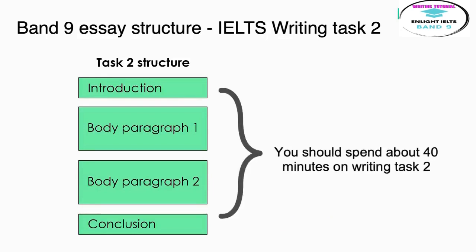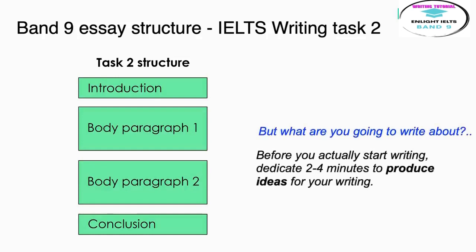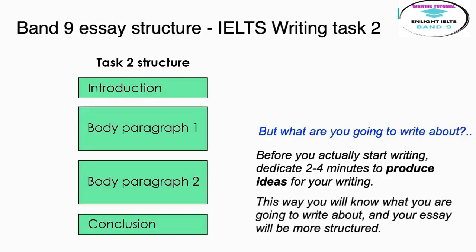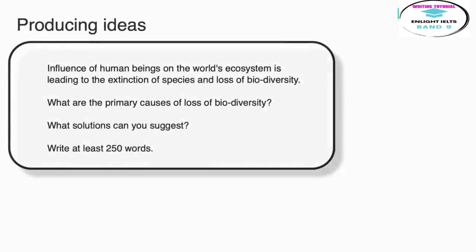You should spend about 40 minutes on writing task 2. Wait, but what are you going to write about? Well, before you actually start writing, you have to dedicate 2 to 4 minutes to produce ideas for your writing. This way, you will know what you are actually going to write about, and your essay will be more structured. So, we're starting to plan our essay by producing ideas.